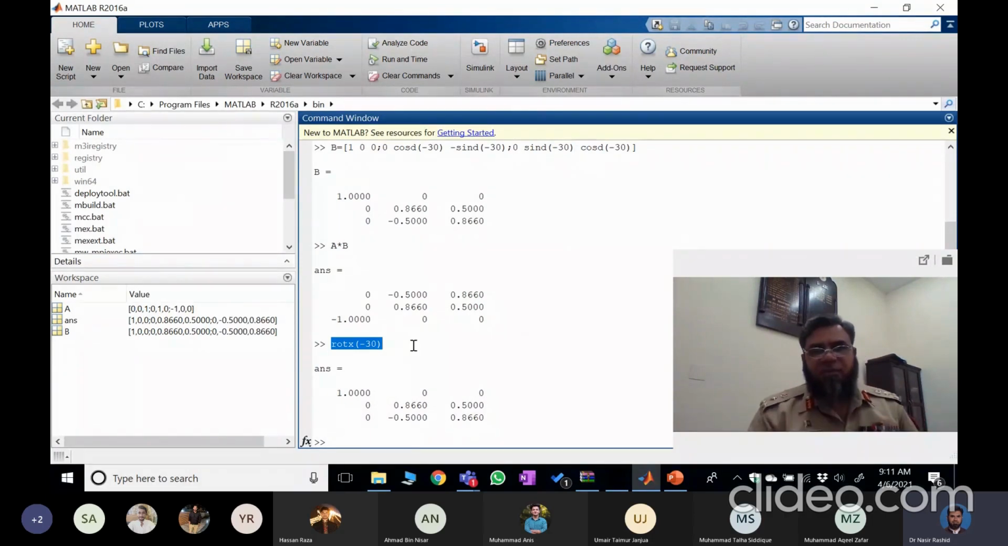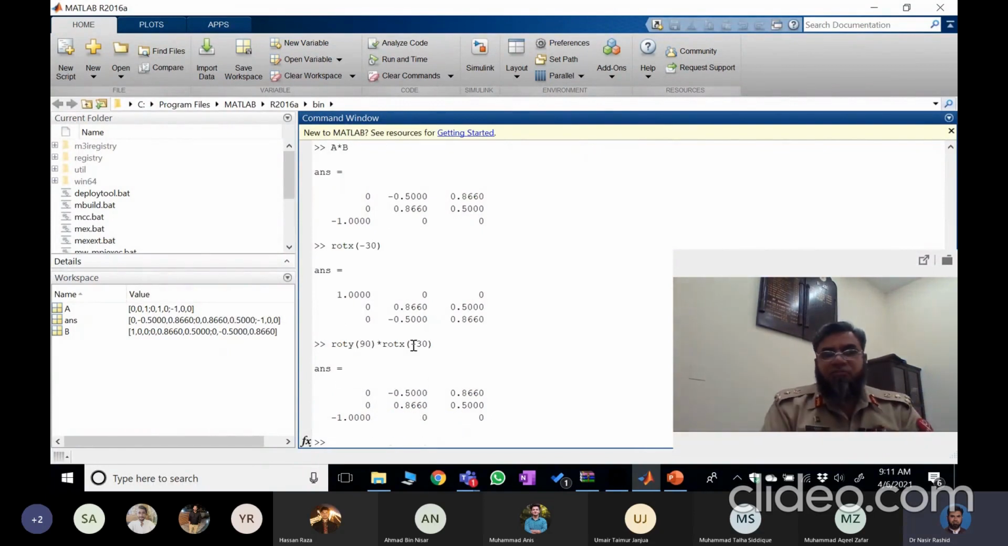Let's see, I want to multiply this using the Corke toolbox. So what did I have? I had a rotation about y by 90 degrees. So roty 90 multiplied by rotx minus 30. So this should be the answer. After multiplying this by hand and getting an answer, you can check your answer with the help of this.